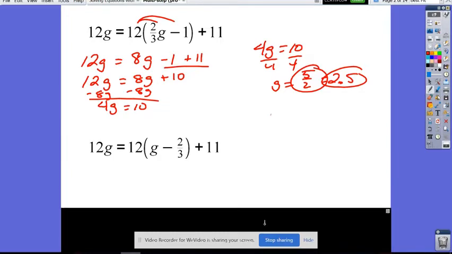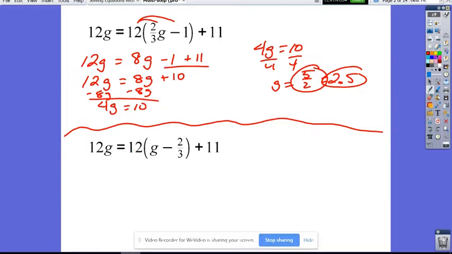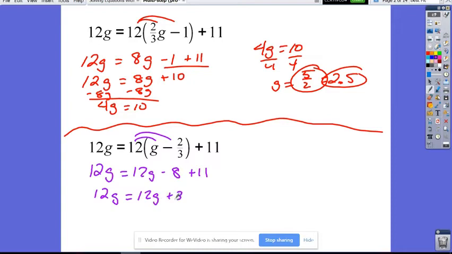A little bit different. This one, I was distributing the 12 to the fractional coefficient. This time I distribute 12 to the fractional constant. It really is the same thing. So I'll do it quickly. 12g equals 12g minus 8 plus 11. 12g equals 12g plus 3.